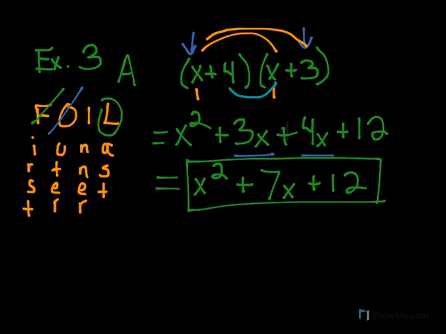Now check this out. When you multiply 2 binomials, most of the time you're going to get a trinomial. The only time that you don't is in special cases, but we don't care about that right now. We care about normal cases. So when you multiply 2 binomials, you get a trinomial because it has 3 terms: 1, 2, and 3. Remember, terms are separated by plus signs or minus signs. So that's called FOIL.